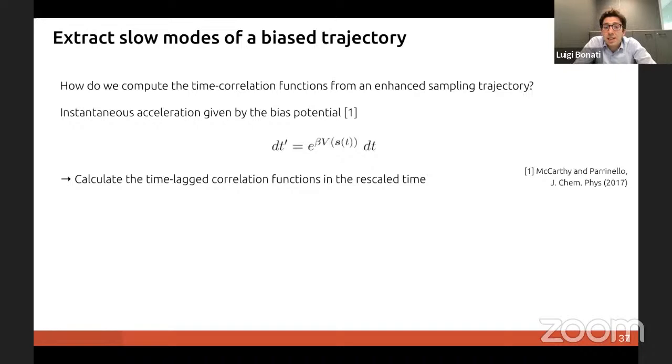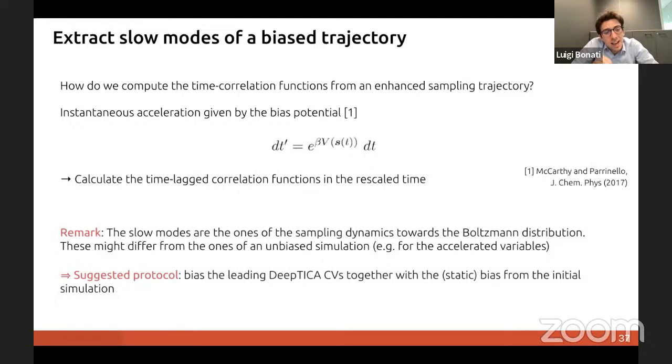Of course, this is a subtle, tricky, but important remark to make: even with this, we should remember that the presence of a bias changes the dynamics, especially if no particular cautions are taken, at least in general. So what we will extract are the slow modes of the biased sampling dynamics towards the Boltzmann distribution. This might be different from the ones we would find if we were to apply the same method to an unbiased simulation. For instance, if in the initial simulation we accelerated some variable, the signal in the slow mode could be not as strong as in the unbiased case.